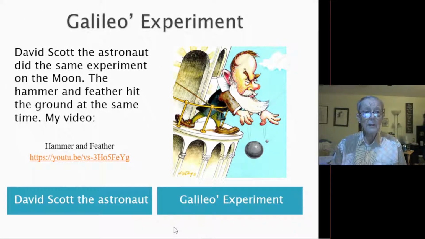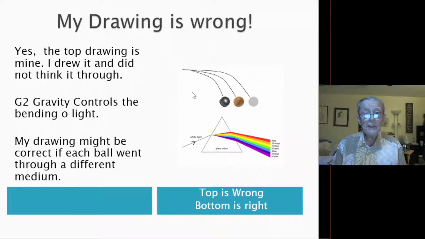Well, it turns out that David Scott, the astronaut, did the same experiment on the moon. The hammer and feather hit the ground at the same time. And I have made a video titled Hammer and Feather. So if it hits at the same time, this is the drawing I made.